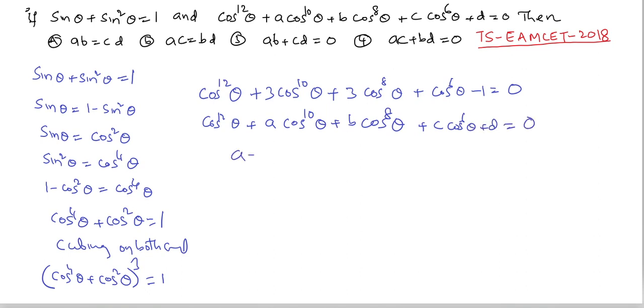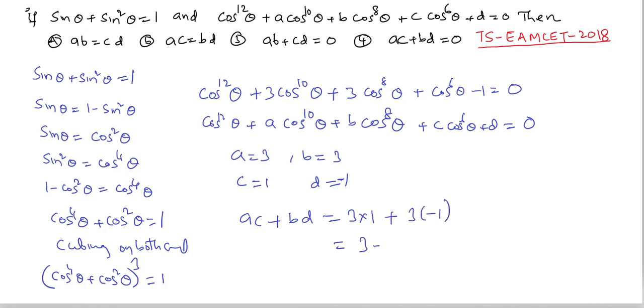From this, a is equal to 3, b is equal to 3, c is equal to 1 and d is equal to 1. Clearly observe this, d is equal to minus 1. So we find AC plus BD value. AC means 3 into 1, plus BD, 3 into minus 1, equal to 3 minus 3, which is equal to 0. AC plus BD is equal to 0. Here the fourth option is the correct answer.